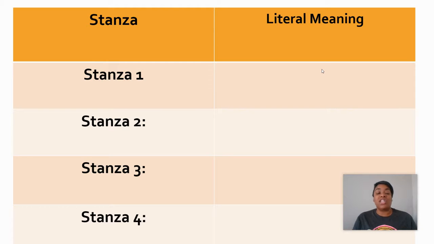Again, your T-chart should have a total of 8 boxes. The boxes to the left should be labeled stanza 1, 2, 3, and 4. And as we continue into our lesson, we are going to write the literal meaning for each stanza in our boxes to our right. Go ahead and take 1 minute. You are creating your T-chart.